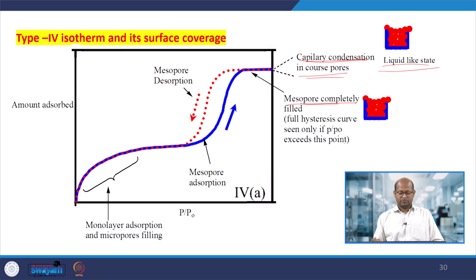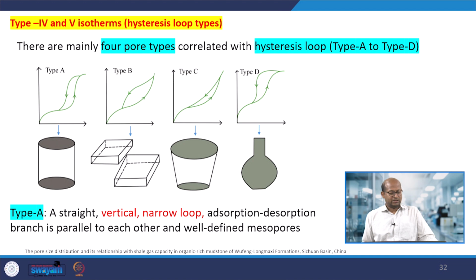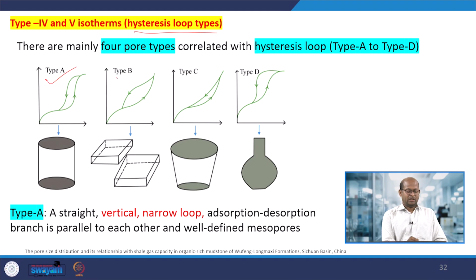So this is where mesopores are completely filled, giving the full hysteresis curve. This type of H-type hysteresis loop indicates mesopores are present, and this type of concave upwards curve indicates micropores are filling. For type 4 materials, the hysteresis loops are also of different types: type A, type B, type C, type D.